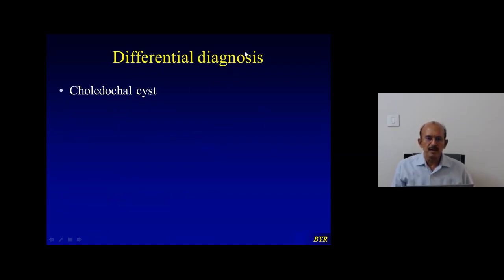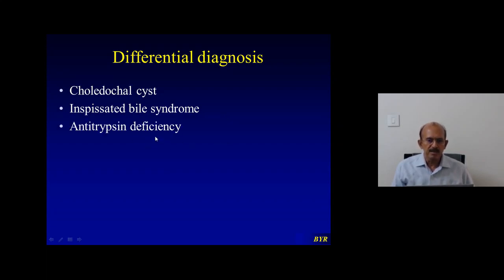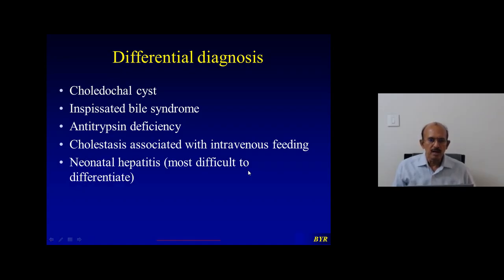Differential diagnosis. If any newborn child is having jaundice, we have to differentiate the child from these conditions also, like choledochal cyst, inspissated bile syndrome, alpha-1 antitrypsin deficiency, cholestasis associated with intravenous feeding, neonatal hepatitis. These are all the conditions which you have to differentiate. These are pediatric problems, so we are not going to discuss how to differentiate these various conditions.